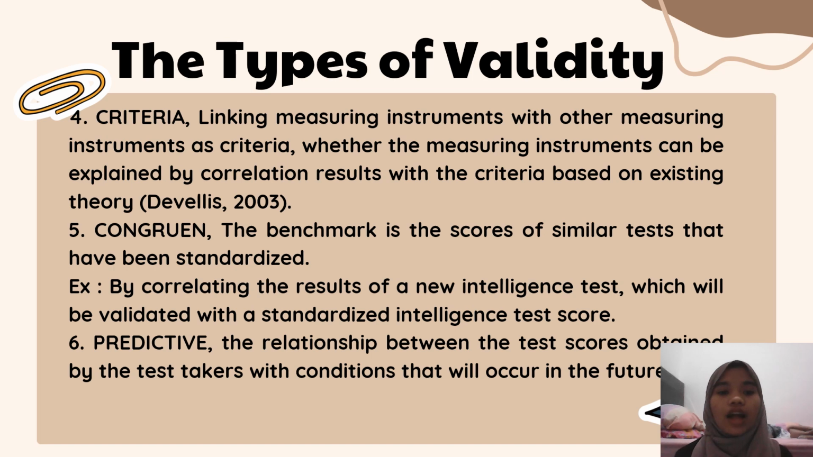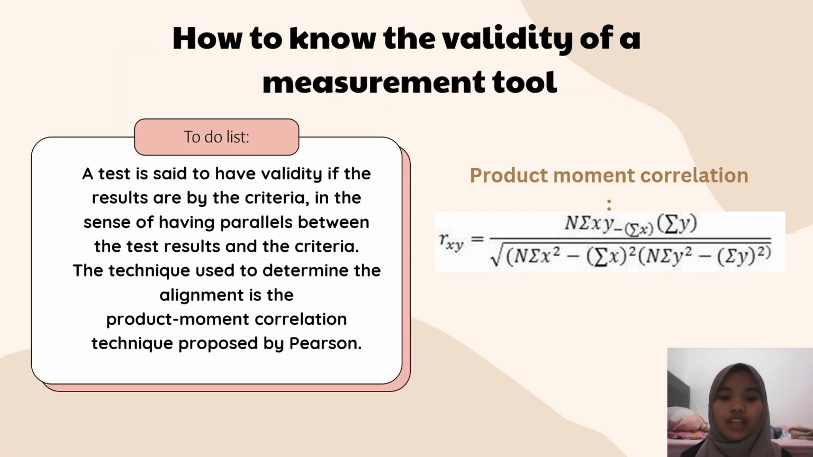The fifth type of validity is concurrent. The benchmark is the score of similar tests that have been standardized. The example is correlating the result of a new intelligence test which will be validated with a standard intelligence test score. The last type of validity is predictive. Predictive is the relationship between the test scores obtained by the test takers and conditions that will occur in the future.